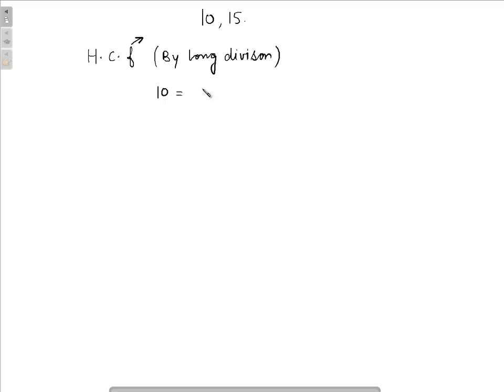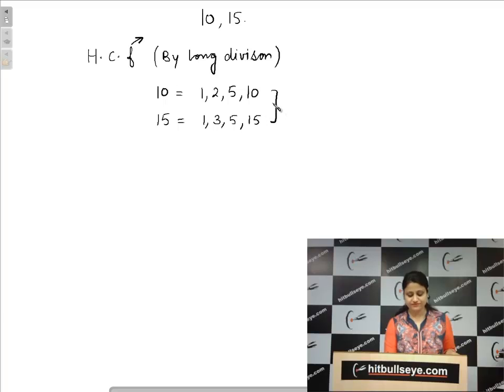So I'm writing factors of 10 here. They are 1, 2, 5, 10. In case of 15, they are 1, 3, 5 and 15. These are the factors of 10 and 15. Then I'll take the second word, which is common. It means we are looking for common factors and they are 1 and 5. Then I'm taking the third word, which is highest. So we are interested only in the highest common factor, and that is 5 in this case.